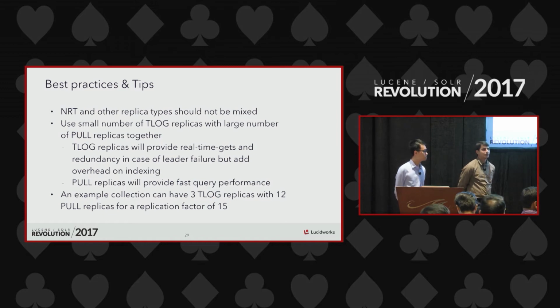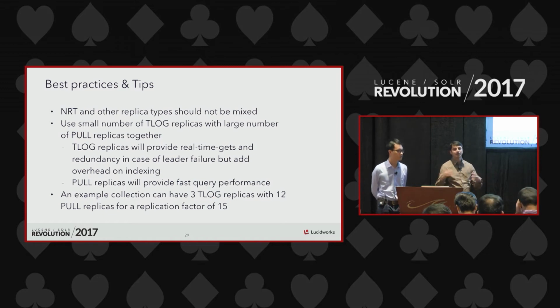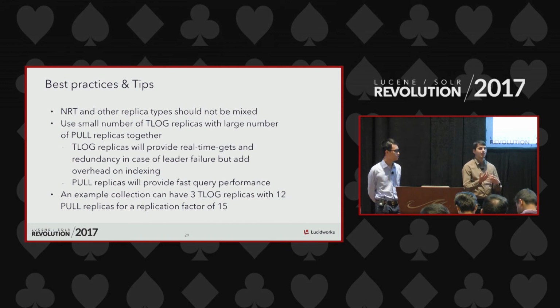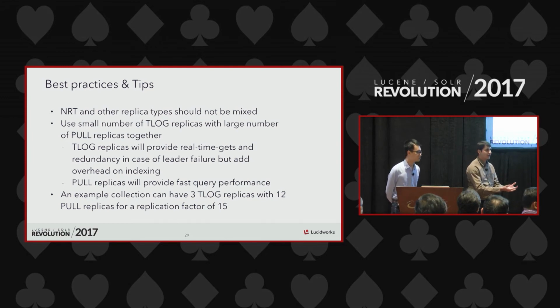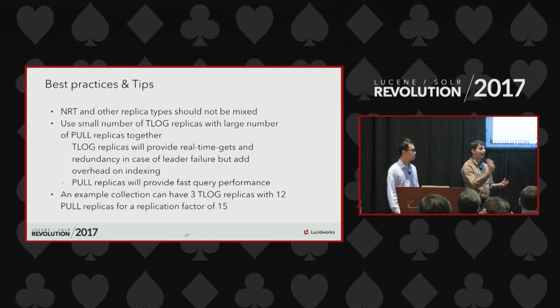Yes. So the question is if you connect to Zookeeper and you try to do a real-time get on a collection which has a mix of pull replicas and T-log replicas, then you can get inconsistent answers. So actually, you will get an error if you connect to a pull replica, but if you happen to connect to a T-log replica, then you'll get the right answer. So this is something that we need to improve. We need to add some sort of routing from the client mechanism, or even a proxy layer inside the Solr layer, which can go to the right node automatically.